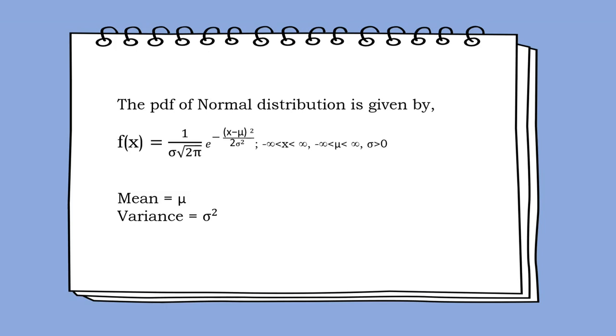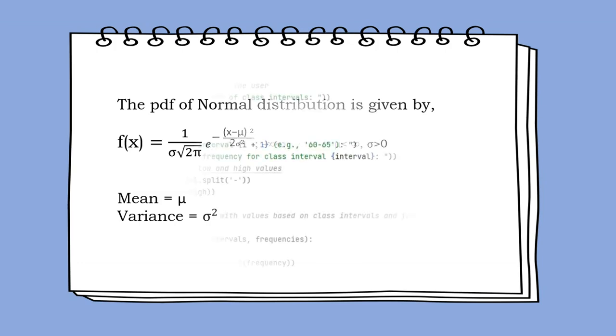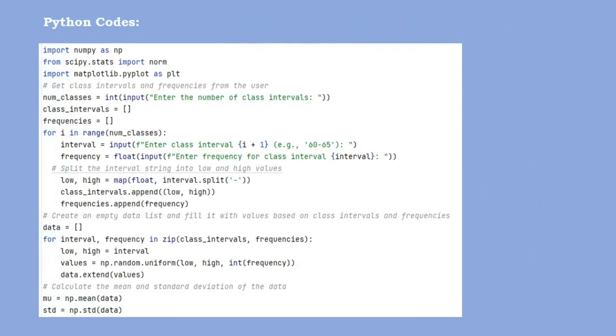Now let us see the fitting of normal distribution in Python. Just like the previous 2 examples, we will use the 3 packages. After importing the 3 packages, we will insert the given data like class interval and frequencies with the help of a for loop and using this block of codes. Next, we will create an empty data list with the help of these codes to fill it with values based on class intervals and frequencies. After that, we will calculate mean and standard deviation.